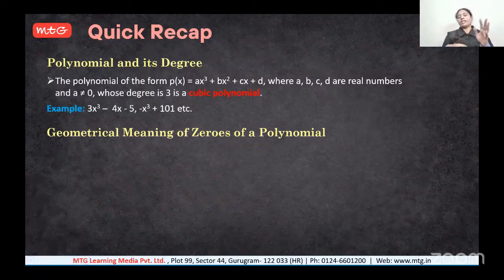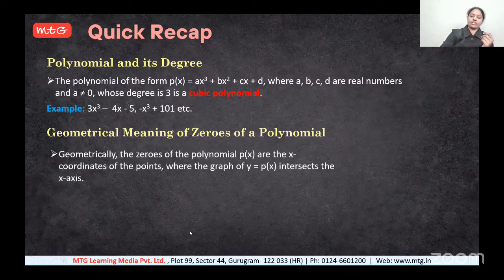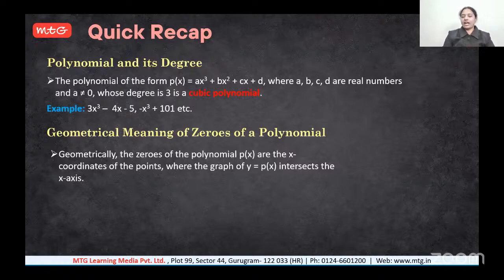That means when you make the graph of any polynomial, you can identify its zeros by a certain observation. Geometrically, the zeros of the polynomial are the x coordinates of the points where the graph intersects the x-axis. For example, just now I wrote x minus 5 as my polynomial. Now, where will this polynomial intersect the x-axis? It will intersect the x-axis at x equals 5.